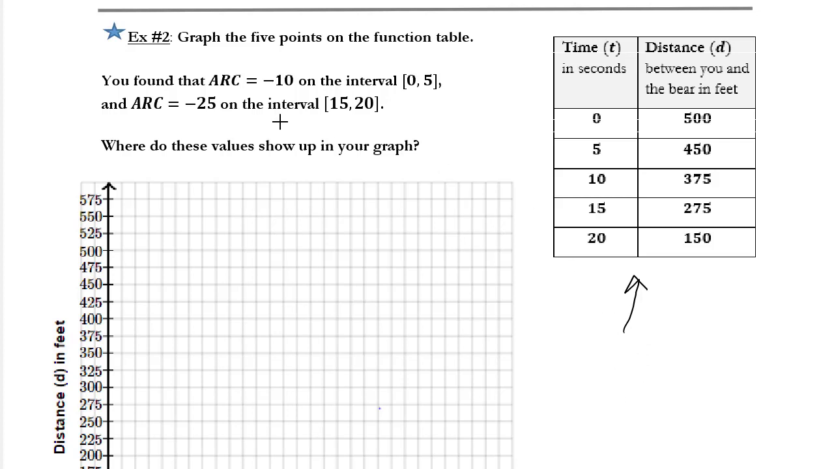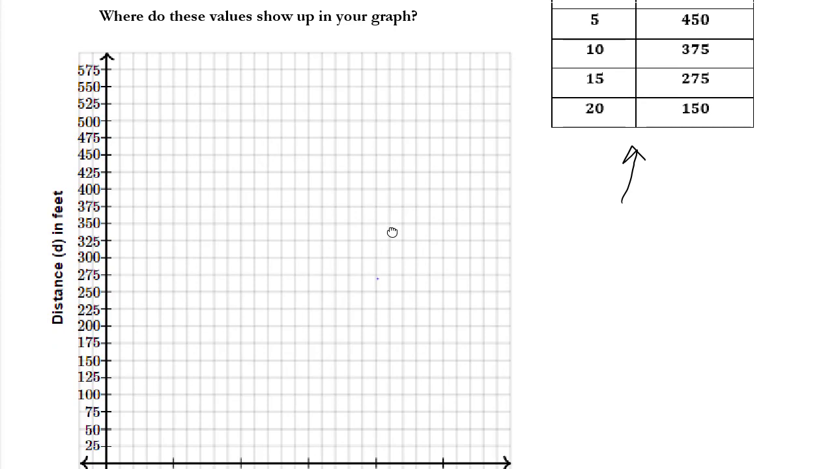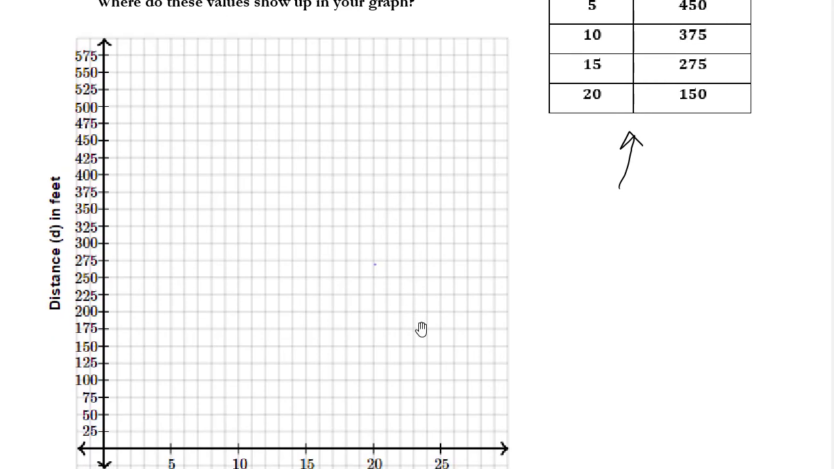And then the question is asking that we found that the average rate of change was negative 10 over this interval, negative 25 over this interval. And where do these values show up in our graph? Okay, so let's do this step by step. So first off, let us graph these points right here. So one of the points was 0, 500. I'm going to do it in red so we can see it. 0, 500. There is a nice point right there.